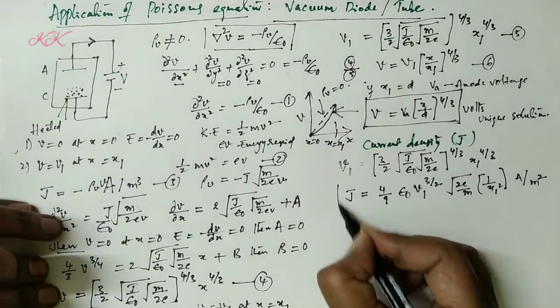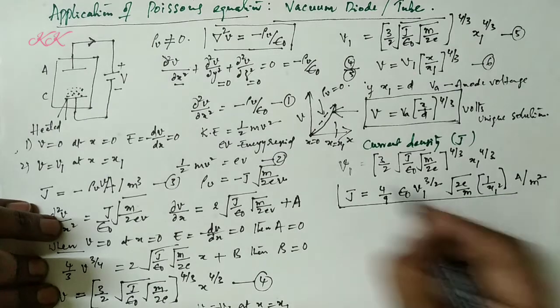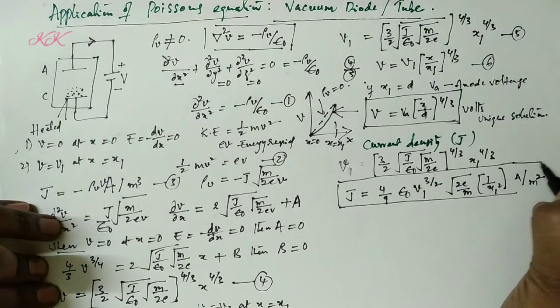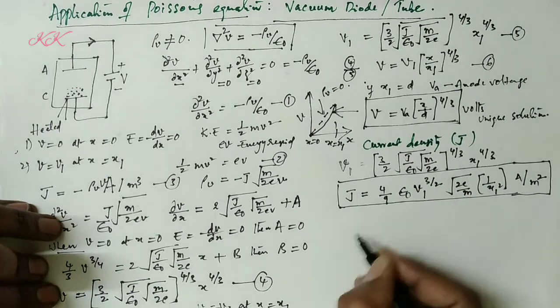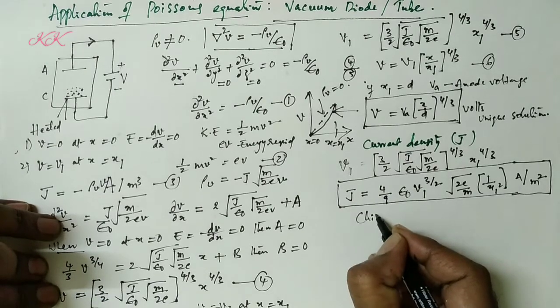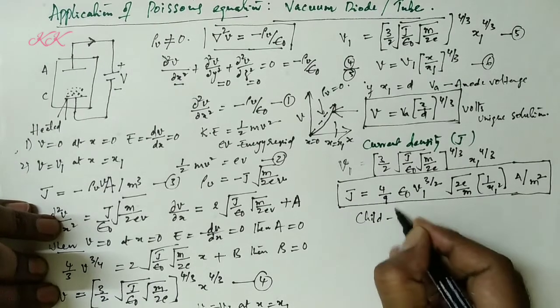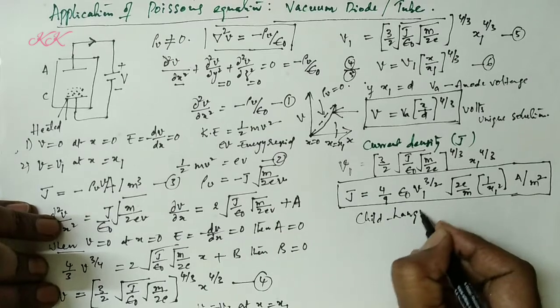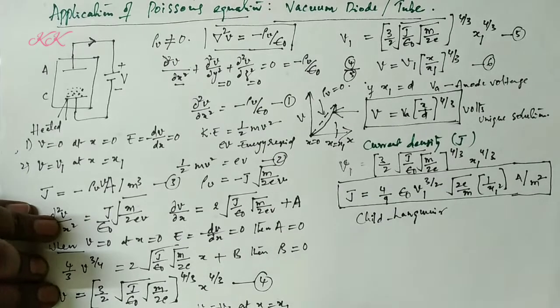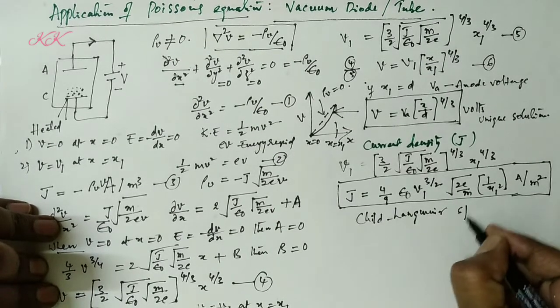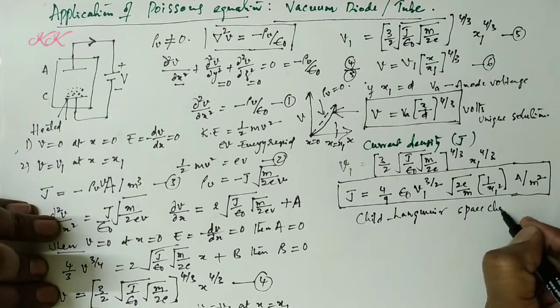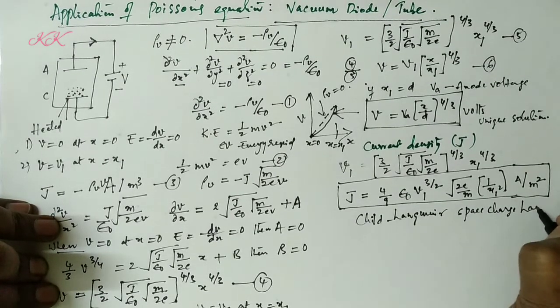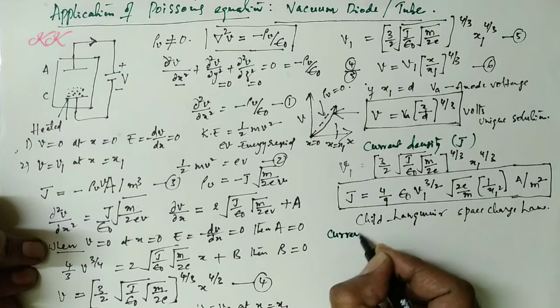And this relation of current density is known as Langmuir's space charge law. Space charge law. Current I.